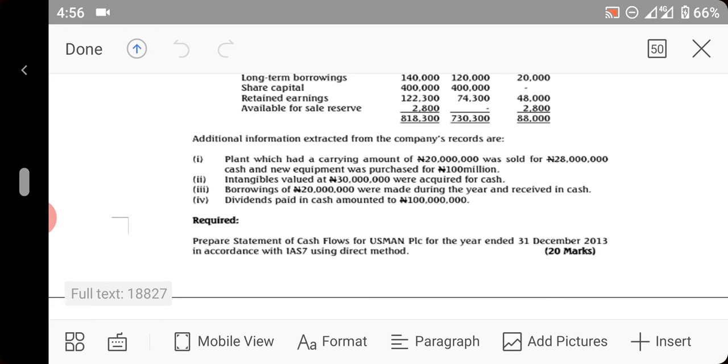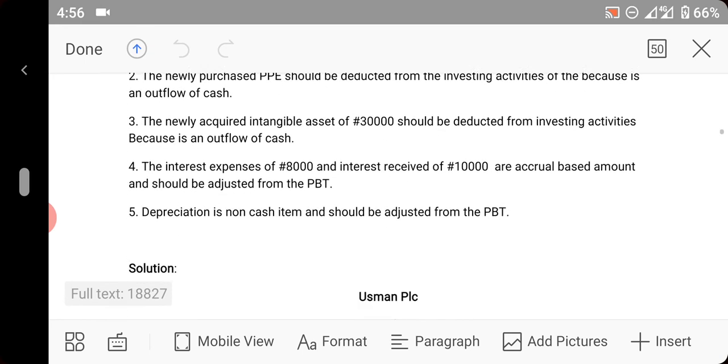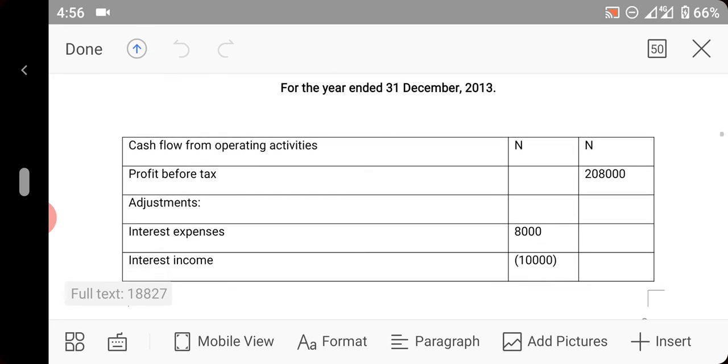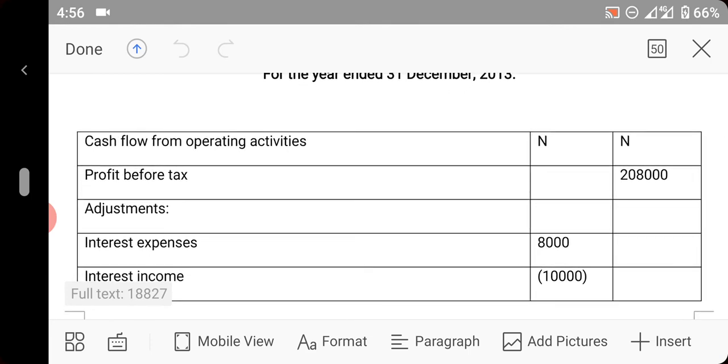All right, so we'll move down to solution. Now in your solution, the first thing we are going to look at, we are done with workings now, is cash flow from operating activities.